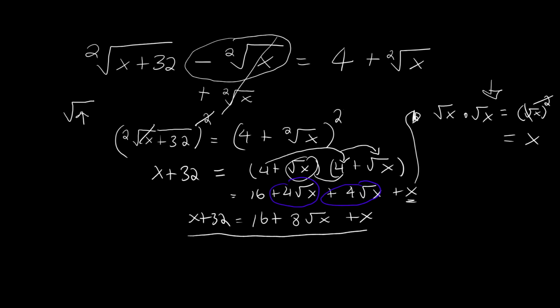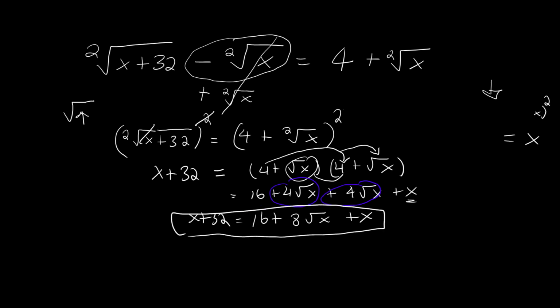So now we have this new equation here. Let's try to solve it. What's the next step? Well, I can get rid of this x by subtracting x on this side, and what I do on one side I do on the other side. These two x will cancel. I will have my new equation: 32 equals 16 plus 8 square root x.